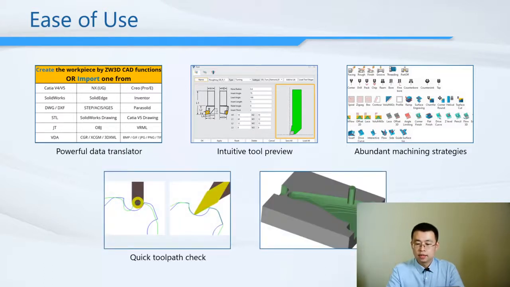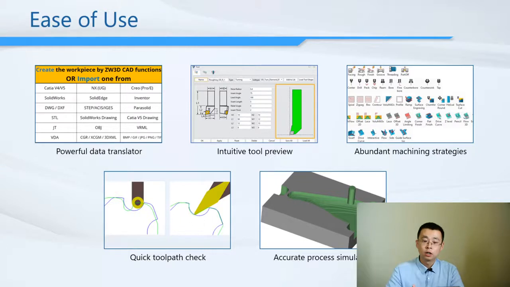And the last 2 points are for the checking functions. In ZW3D, we provide 3 options. Here I just list 2 of them because the last one is a new feature of ZW3D. I'll talk about it later in detail.